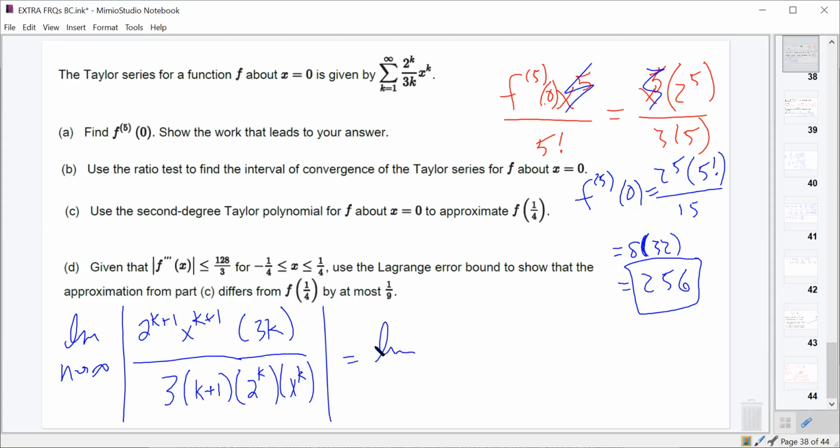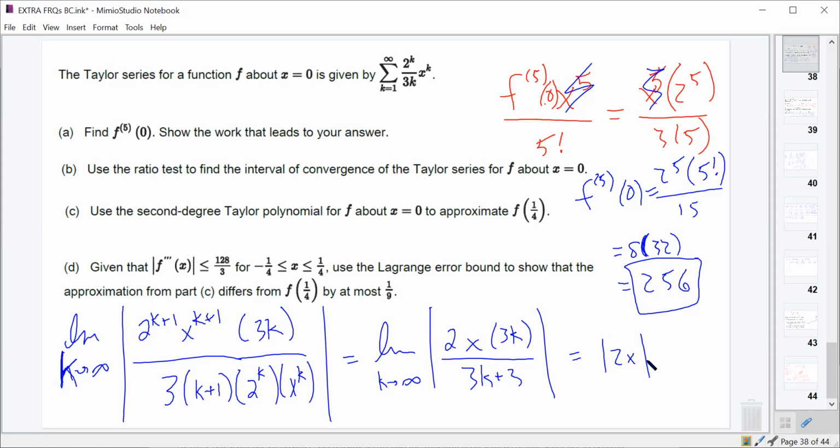This ends up being a limit, and since we're doing k, we should have k goes towards infinity here. The 2 to the k plus 1 over the 2 to the k is just a 2. The x to the k plus 1 over the x to the k is just an x. And then we have a 3k, and we have a 3k plus 3 down there in the denominator. And as k goes towards infinity, the 3k over the 3k plus 3 is just 1, and we just end up with the absolute value of 2x. So if we want to know when this converges, we take our limit and make it less than 1 according to the ratio test.